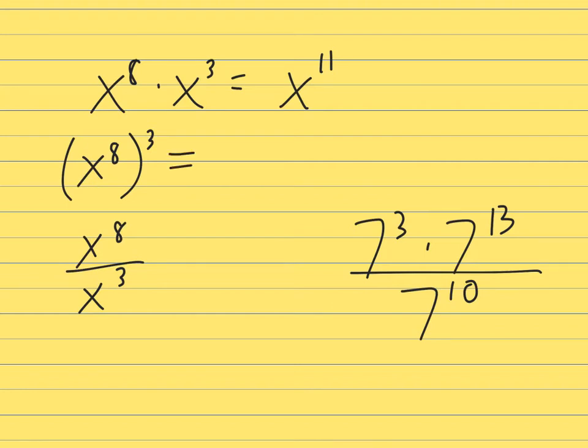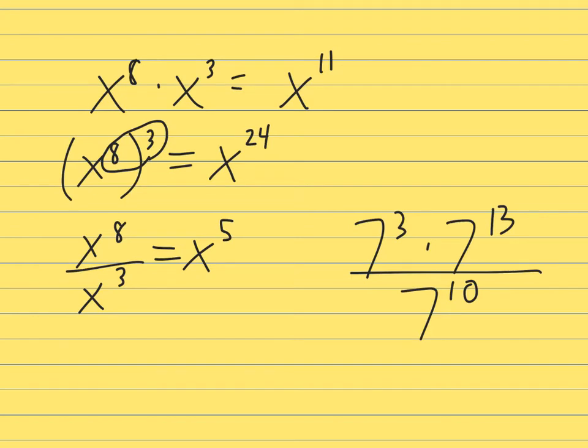If we were to expand this out, it would be x to the 8th times x to the 8th times x to the 8th. 8 plus 8 plus 8 is 24. So that's one way of thinking about it, or the shortcut version is multiply 8 times 3, which is x to the 24th power. Next one, x to the 8th divided by x to the 3rd. Property here, keep the base, subtract the powers. So it would be x to the 5th power.